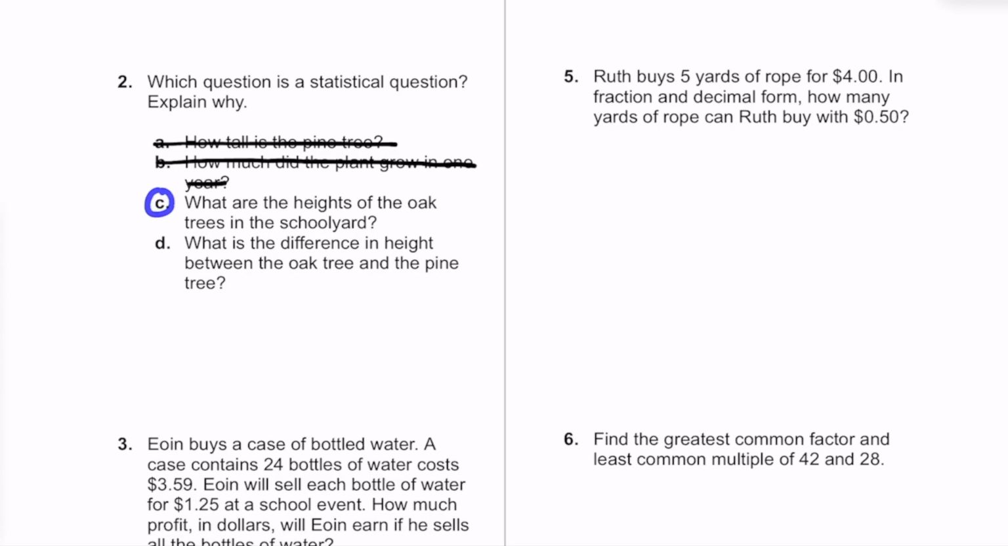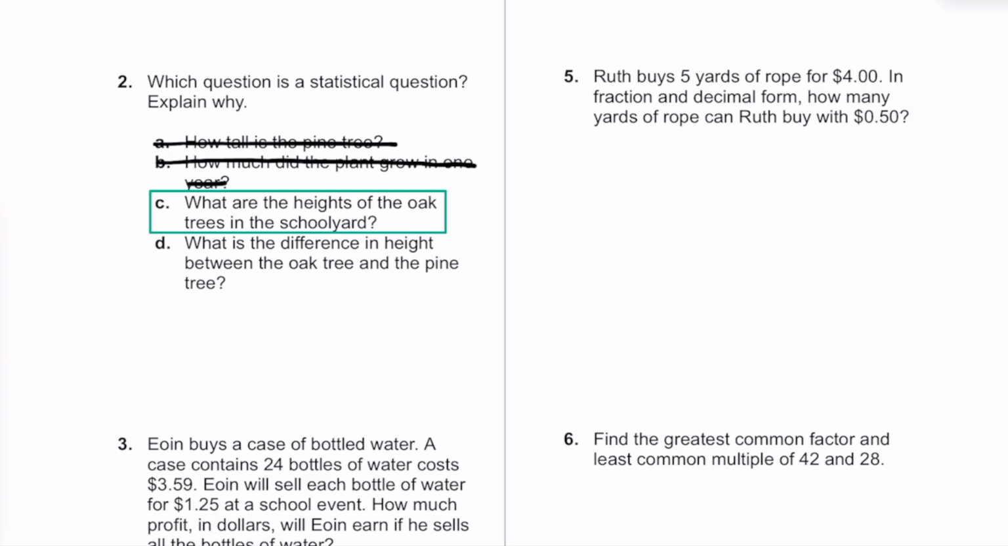For answer choice C, it says, what are the heights of the oak trees in the schoolyard? So if we're collecting different heights of all the different oak trees in the schoolyard, then you're collecting a bunch of different information. If we're collecting data on a bunch of different trees and measuring each of their heights, then that is a statistical question.